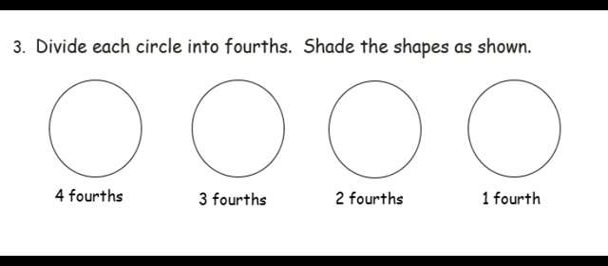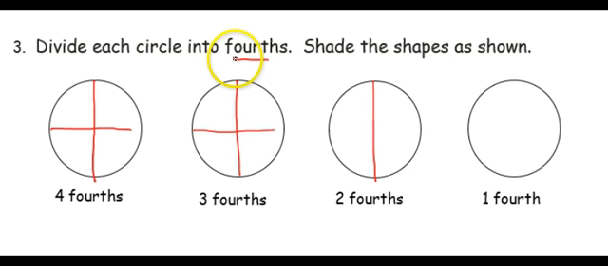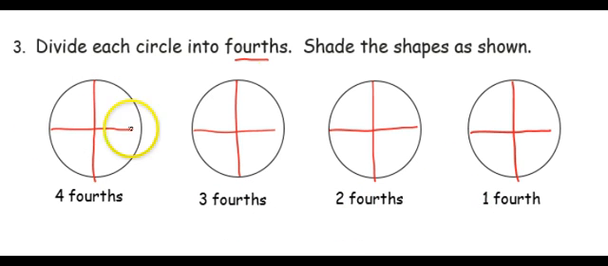We're going to follow a similar process in the next section. This time, we're going to divide circles into fourths, and then we're going to shade in the circles according to the labels below. So I need each circle to be divided into 4 equal pieces. I'm going to do that by drawing a vertical and horizontal line through each circle. That will give me 4 equal pieces or 4 equal shares in each circle. Now I'll go ahead and shade in 4/4, 3/4, 2/4, and 1/4 on the circles.